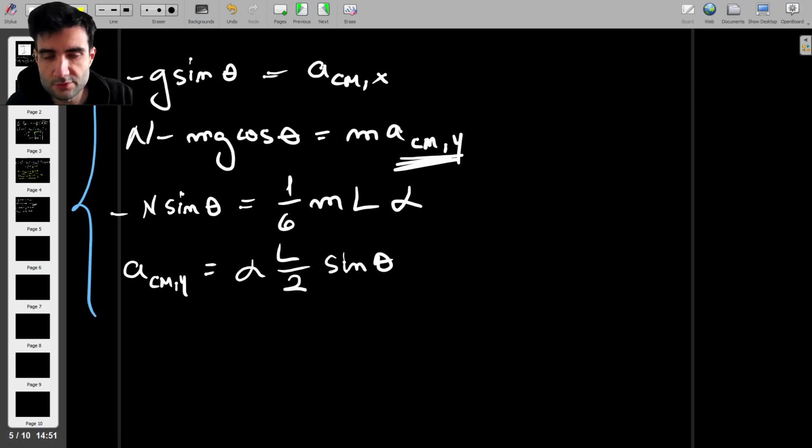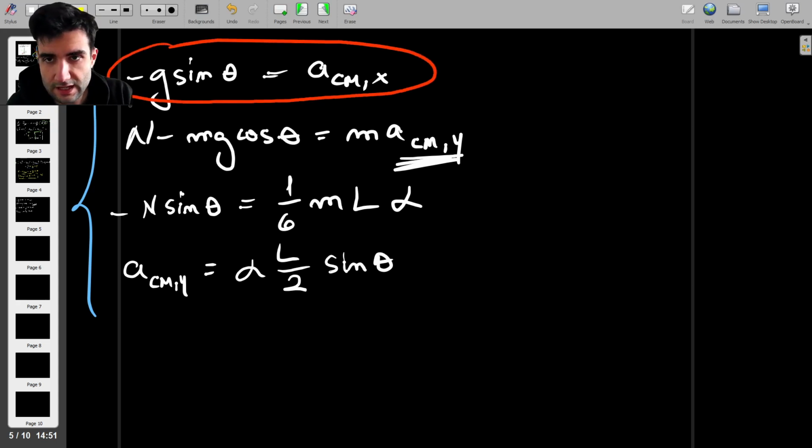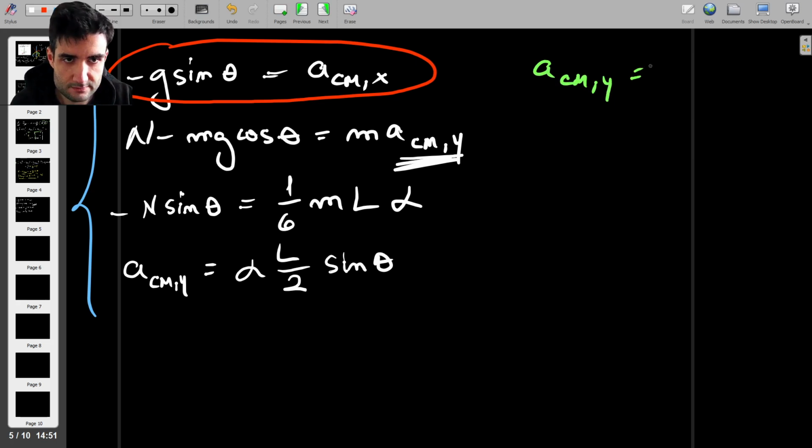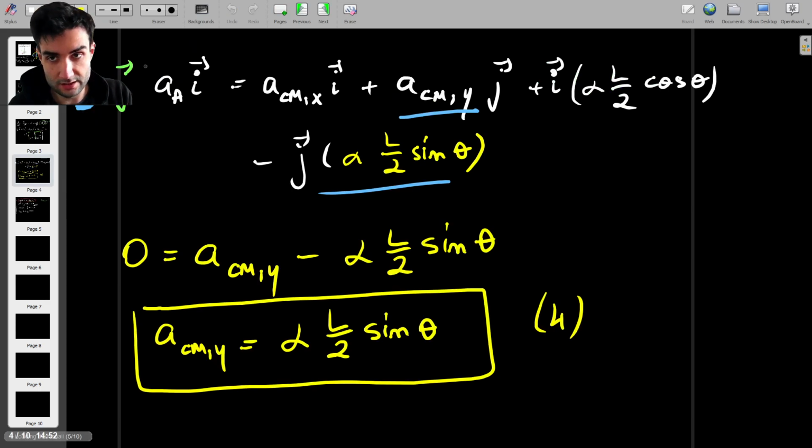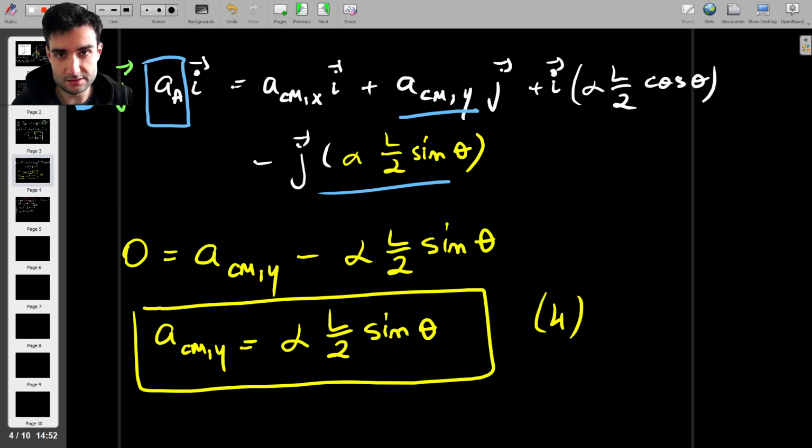And that's it. So those are four equations, four unknowns, and we can try solving for pretty much everything. The good news is that the acceleration of the center of mass in x, we kind of know what it is. It's just minus g sine theta. So we're going to try and find the acceleration of the center of mass in y. And once we know this, we can go back here and finally find what the acceleration of a is. And that's going to be the final answer.